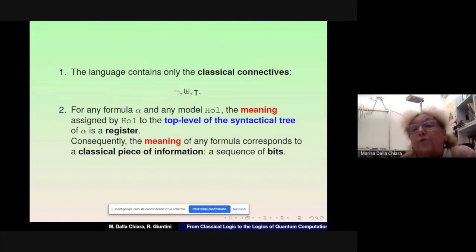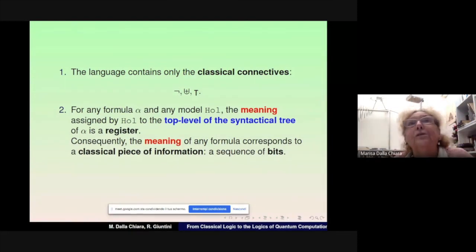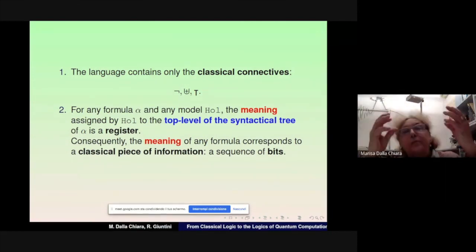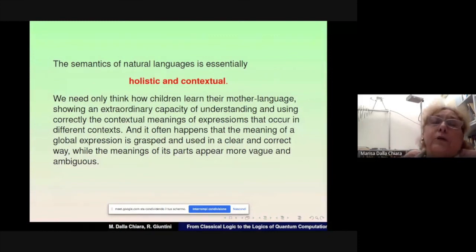The holistic quantum computational semantics is not against the classical semantics. It is simply more general than the classical semantics. And the holistic quantum computational semantics includes, as a particular case, the classical semantics. So we have obtained a very weak logic, but a weak logic that can be useful for many applications, because we know that the semantics of natural languages, for instance, is essentially holistic and contextual.